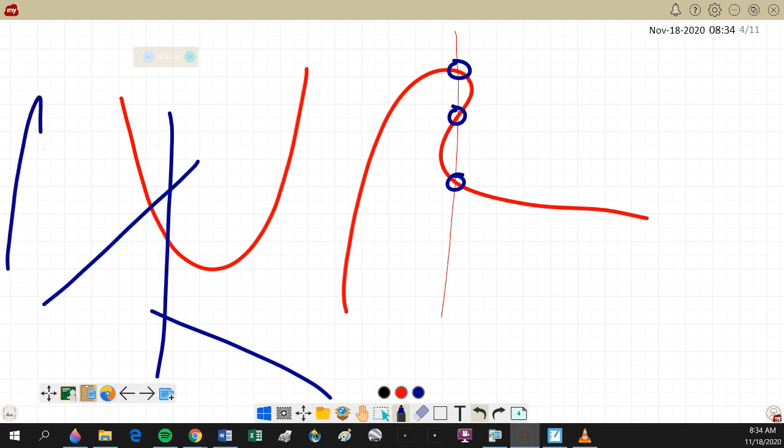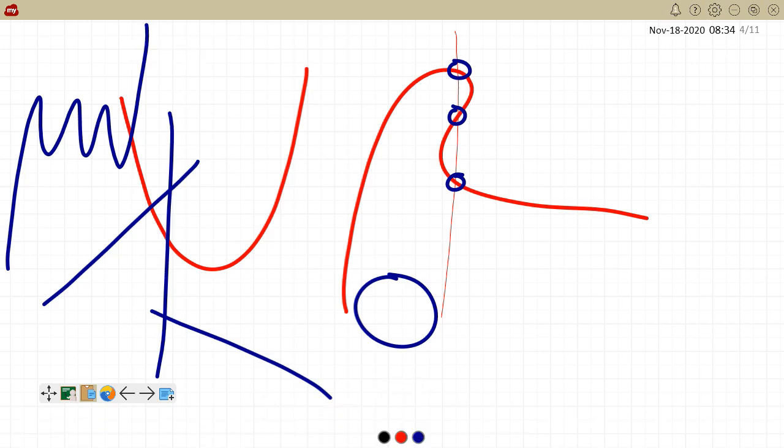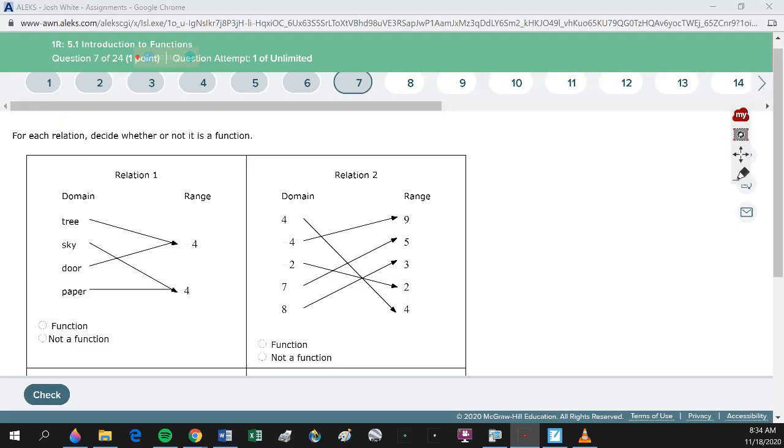Okay, what about this? That passes the vertical line test. What about a circle? Fails the vertical line test. Okay, so let's look at some examples.